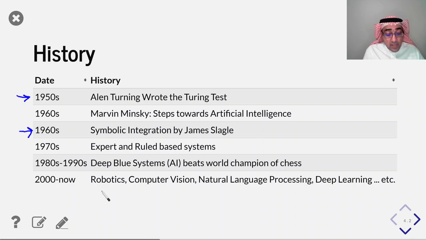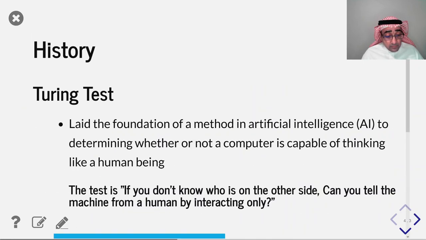And nowadays we have robotics, computer vision, natural language processing, deep learning, and all the other nice areas of computers working with data and using artificial intelligence to solve those issues. Okay, so we'll talk about all of these in this class.